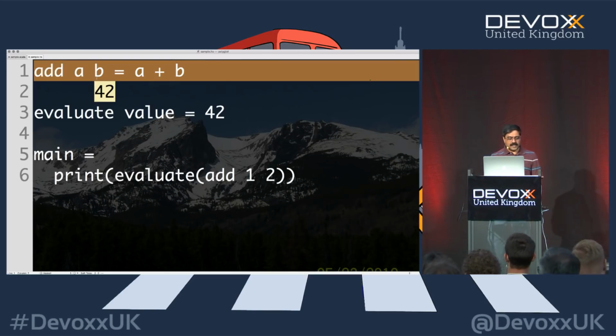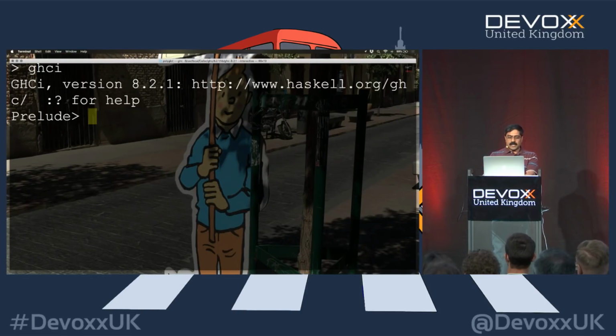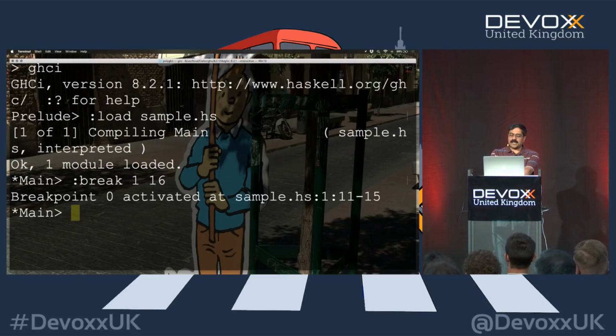And of course, the question is, prove it. So let's go back here and run the REPL one more time. Let's load the program one more time. Let's set the breakpoint again on line number 1, character number 16. But this time, let's go ahead and call the main function. And notice it never really stopped within the add method. That shows us that Haskell was absolutely lazy.